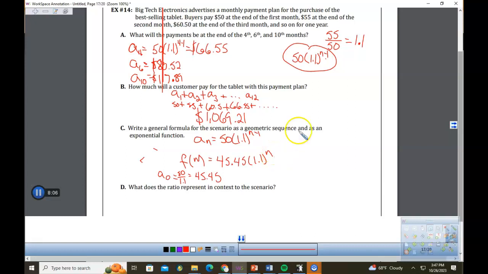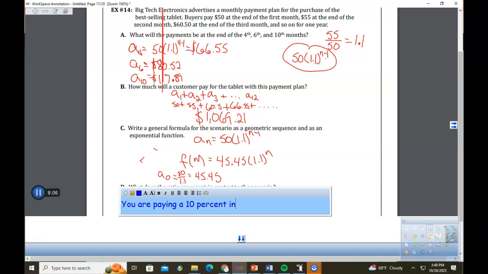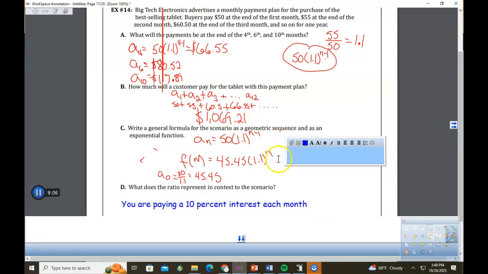So what does this mean in real life terms? What's my interest rate? Are you interested? It's going up by 1.1 each time. 100% is 1. 0.1 is 10%. So you are paying 10% interest each month. That's awful. Don't do that. Don't pay interest.